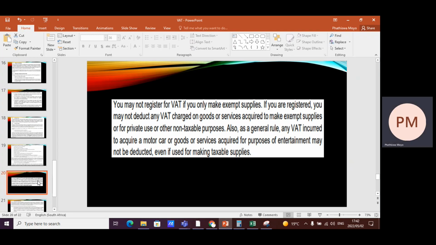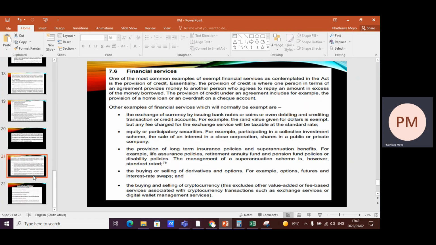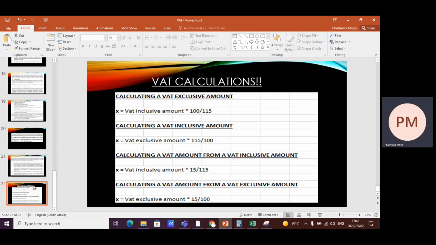So you may not register for VAT if you make exempt supplies. For example, you receive donor income, that is an exempt supply. Financial services that are exempted are interest, cryptocurrency, derivatives, insurance. Yeah, you can see, guys.